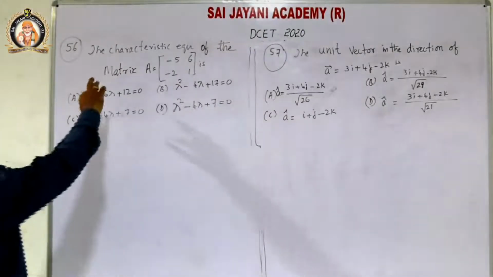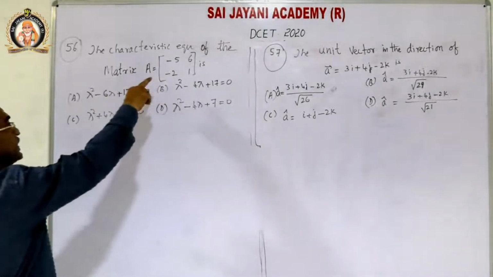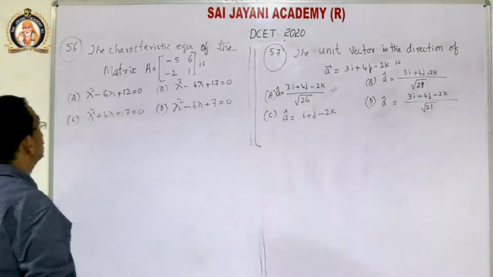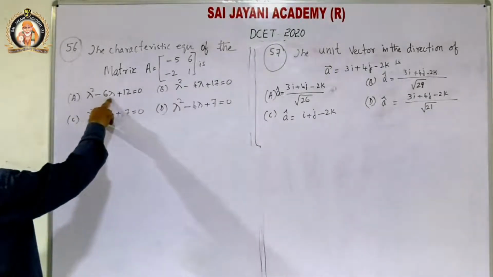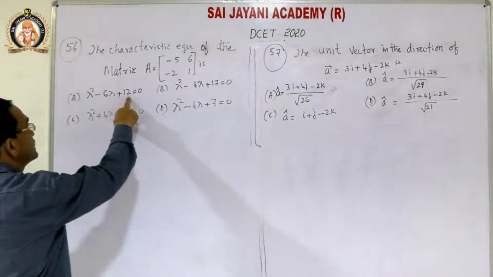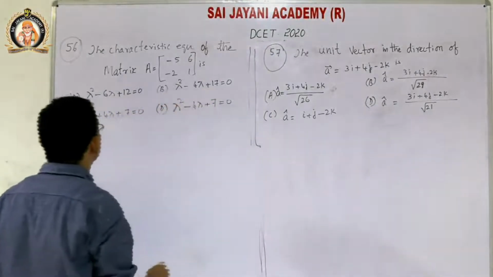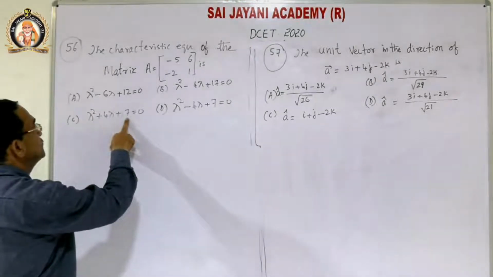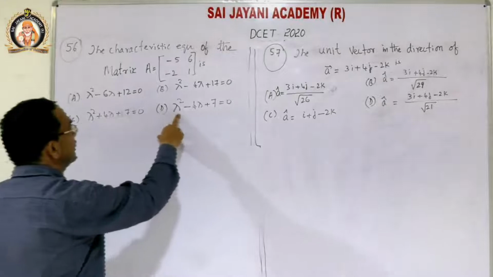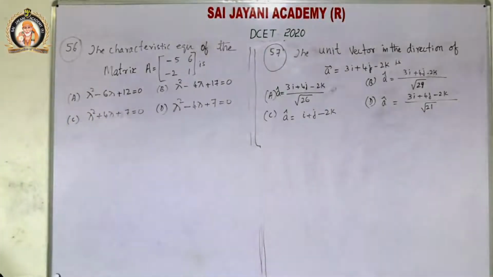Okay, question 56: the characteristic equation of the matrix A equals minus 5, 6, minus 2, 1 is what? Here he has given the 4 answers. A is minus lambda squared minus 6 lambda plus 12 equals 0. B is lambda squared minus 4 lambda plus 17 is equal to 0. C is lambda squared plus 4 lambda plus 7 is equal to 0, and D is lambda squared minus 4 lambda plus 7 is equal to 0. We have to check which is the right answer.